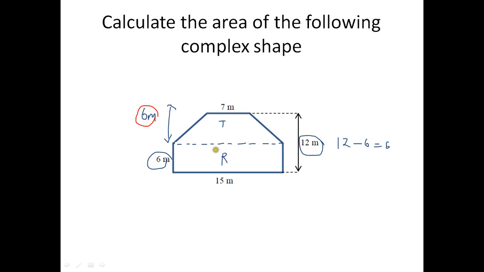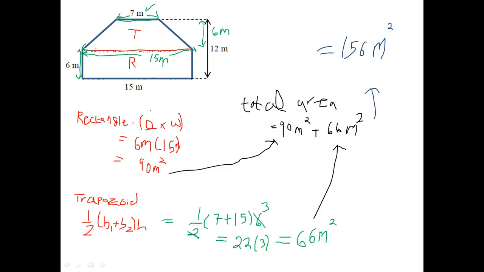Then I took the base, which is 15 right here for this line, and the 7, and I add them together, so I'm going to get 22. Then I'm going to multiply the 22 by half, which is going to be 11, times 6, and I'm going to get 66. So that's how I got these two numbers here, and then I add them together, and I get 156 meters squared. And that's how I got the total area of this shape. I broke it down into pieces that I could do, and then I got the answer from that. Okay, and that's all for this.